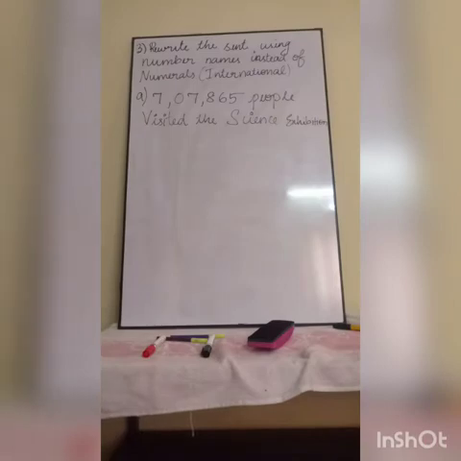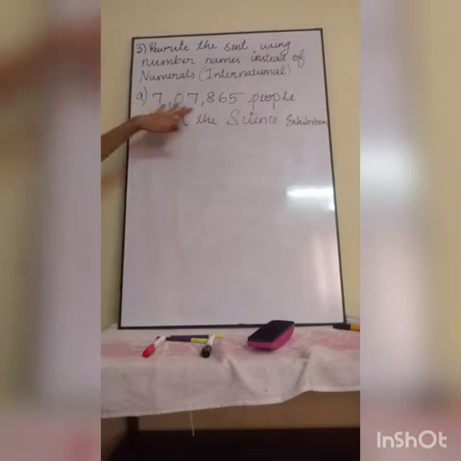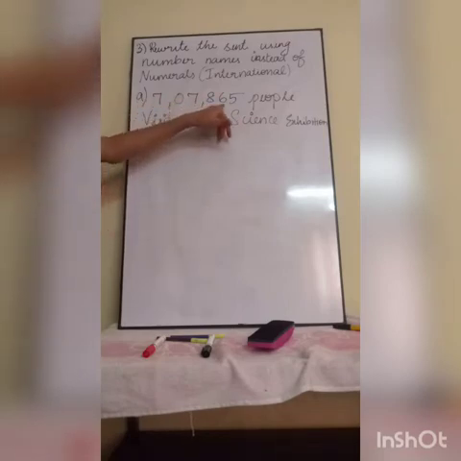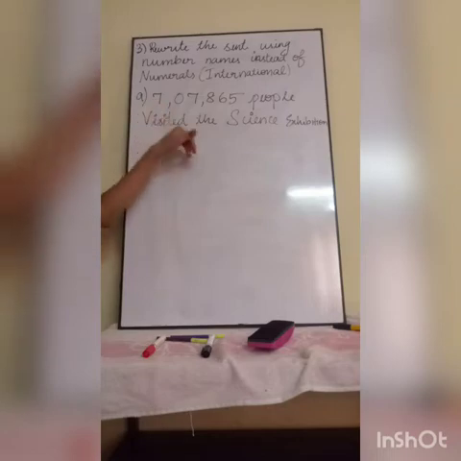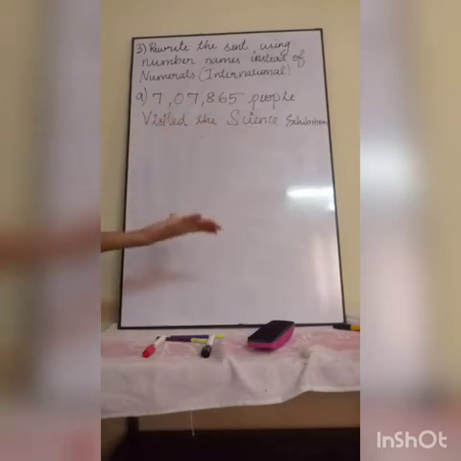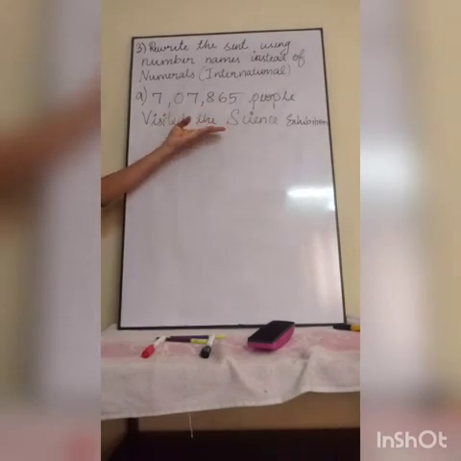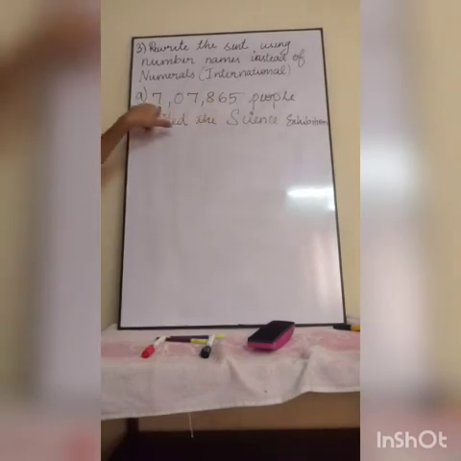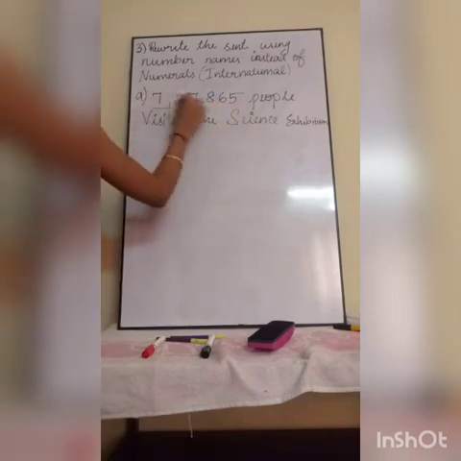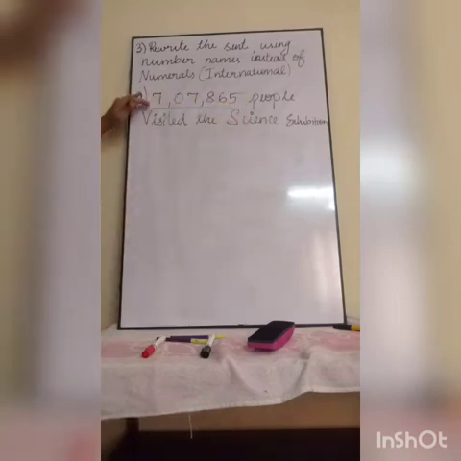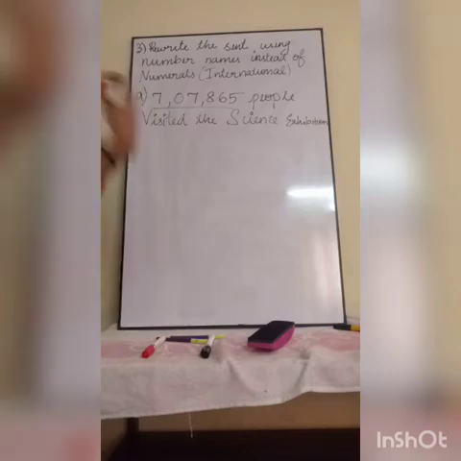Okay, so here we have to rewrite the sentence using number names instead of numerals. This is one sentence: 7,07,865 people visited the science exhibition. We have to rewrite the sentence using number names, because this is the only number given here. So I am going to rewrite this number as a number name, and we are going to change that sentence.